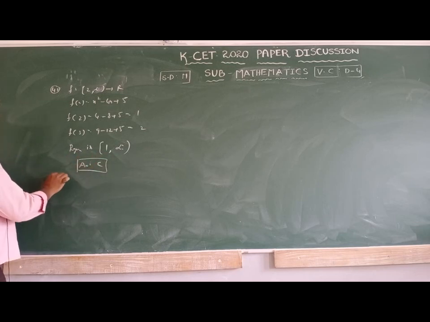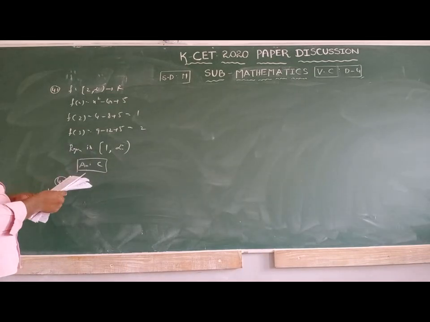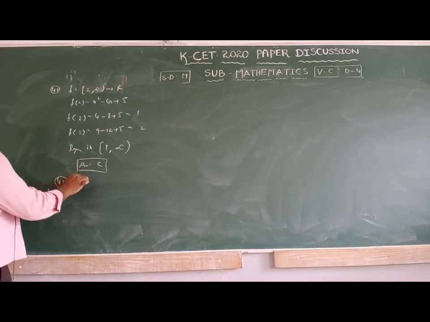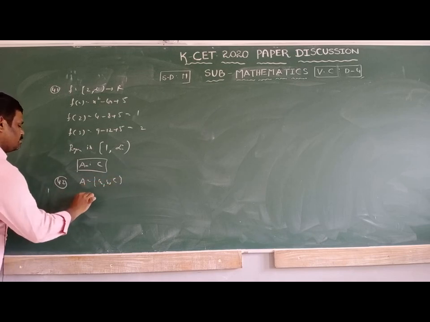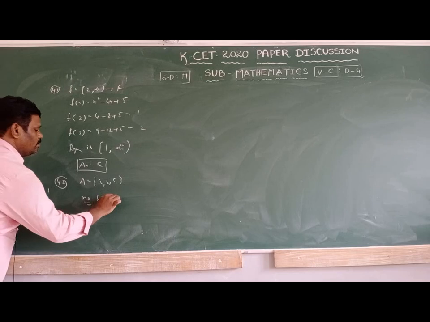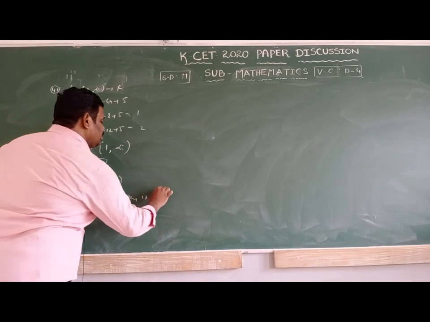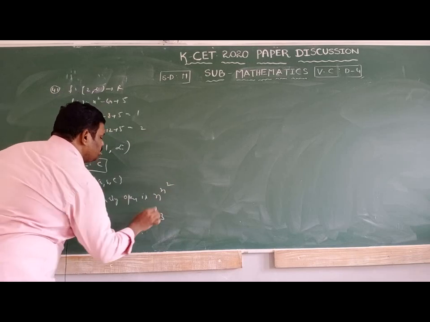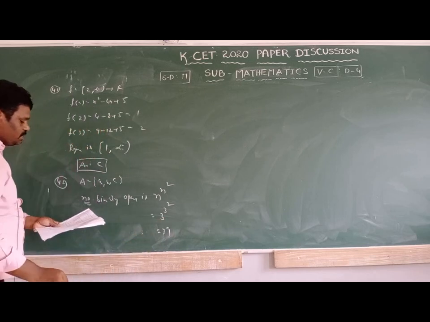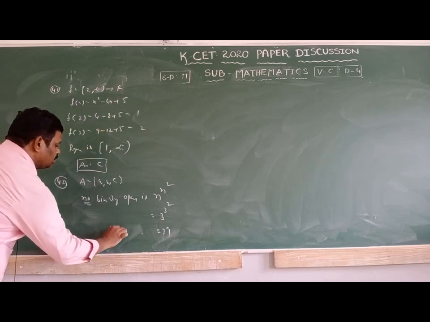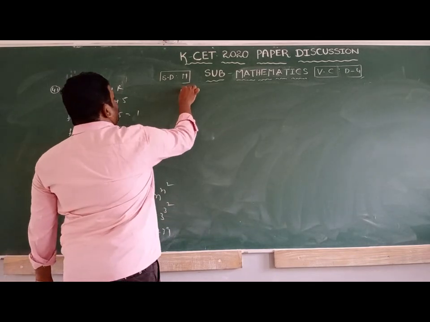Next 42. Here the number of binary operations is asked, for a set having 3 elements a, b, c. So the number of binary operations is n to the power n square, which with n equal to 3 is 3 power 9. So which option is correct here? A option is correct. Answer A is correct. So that is 42.